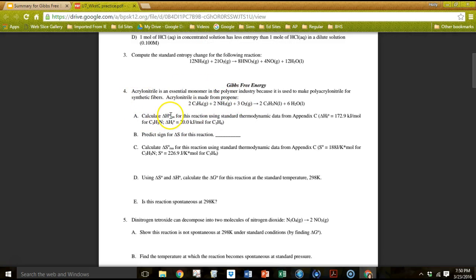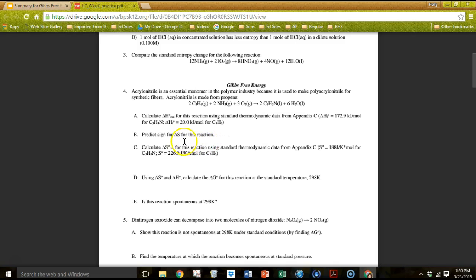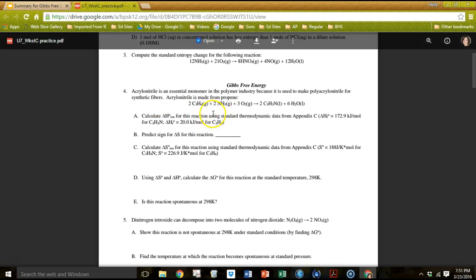It says calculate delta H for the reaction, and using thermodynamics data from Appendix C, and then the couple of things that are not available in Appendix C are given to us right here. So that's going to be using that Hess's law equation, products minus reactants times coefficients. Predict the sign for delta S. So think about that for a minute, and then you can pause the video, try the calculation for A. For B, try the prediction for delta S.